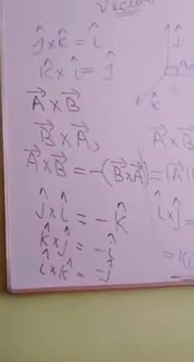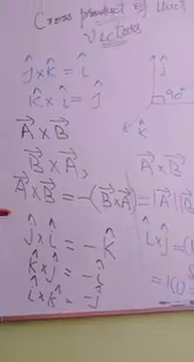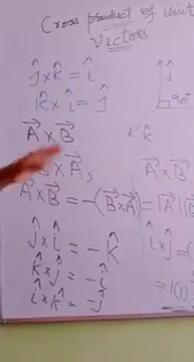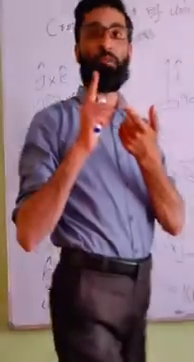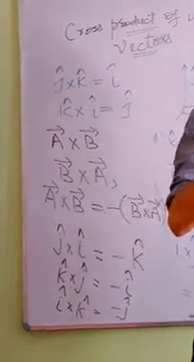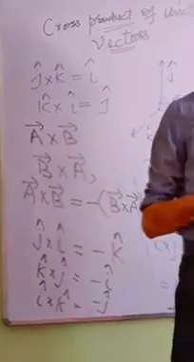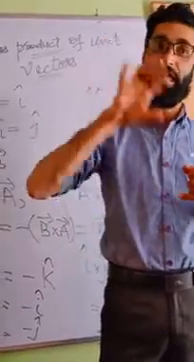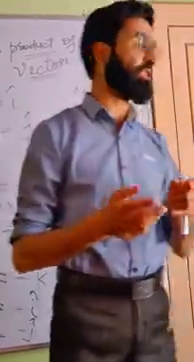If you remember these three things, we can do the cross product of two vectors very easily in a single step. What you have to remember is that the cross product of two same vectors is equal to 0. For example, I cross I cap is equal to 0, J cross J cap is equal to 0, and K cross K cap is equal to 0.